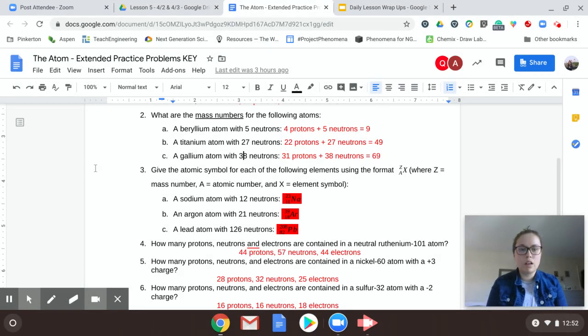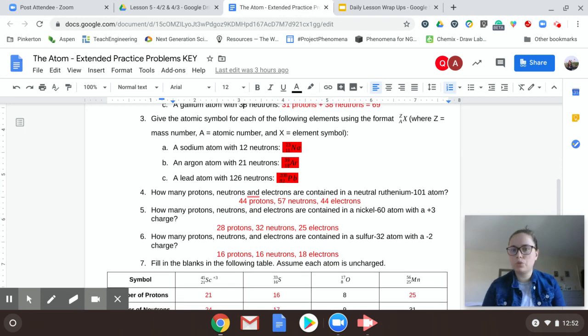Okay. 3, I needed you to write this symbol using the format. If you didn't, that's totally fine. Again, I gave you the number of neutrons here, so all you had to do was add the neutrons to the protons to get the mass number, or the number that is on top. So our 23, our 39, and our 208.